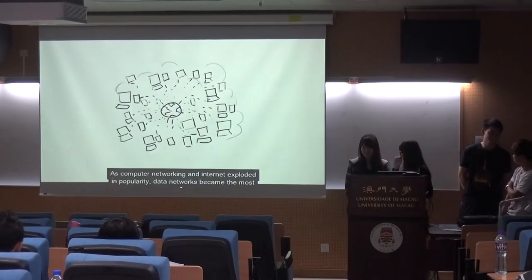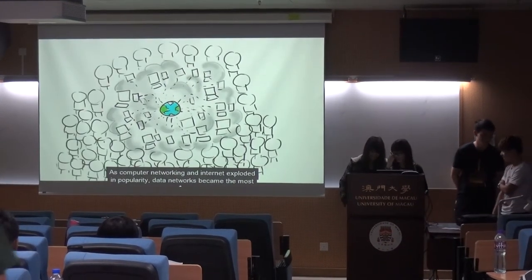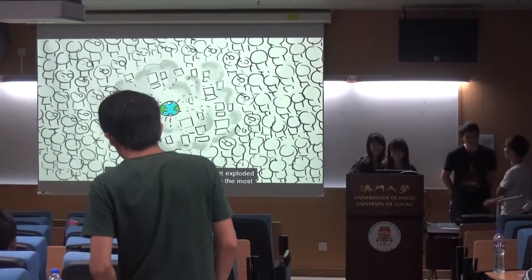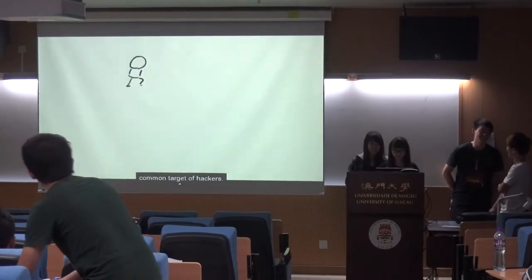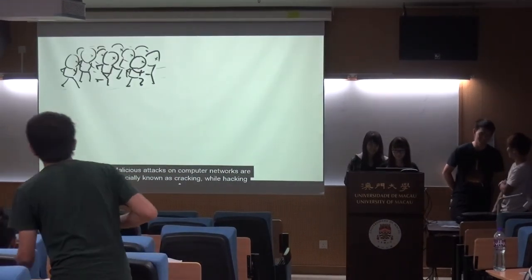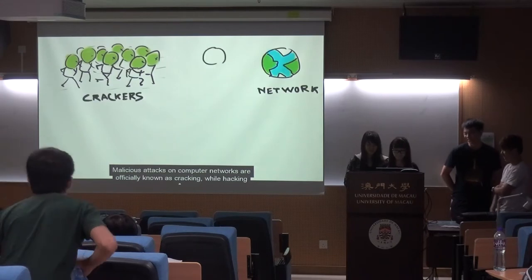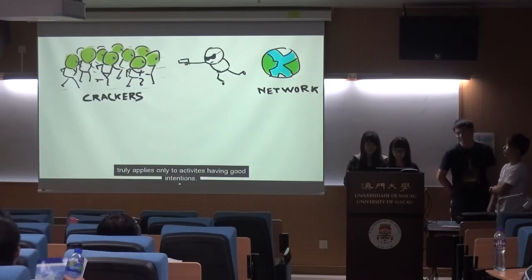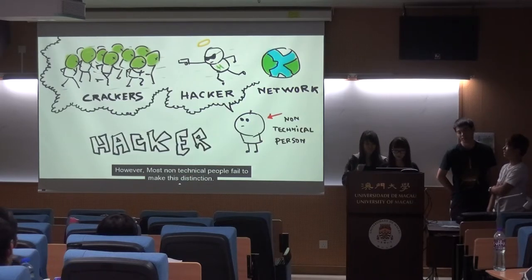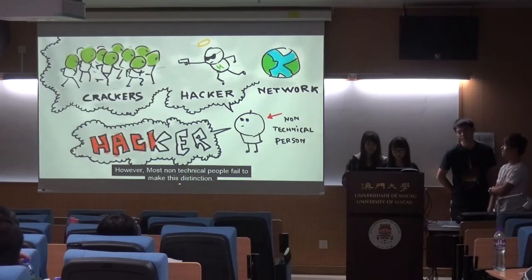As computer networking and the internet exploded in popularity, data networks became the most common target of hackers. Malicious attacks on computer networks are officially known as cracking, while hacking truly applies only to activities having good intentions. However, most non-technical people fail to make this distinction.